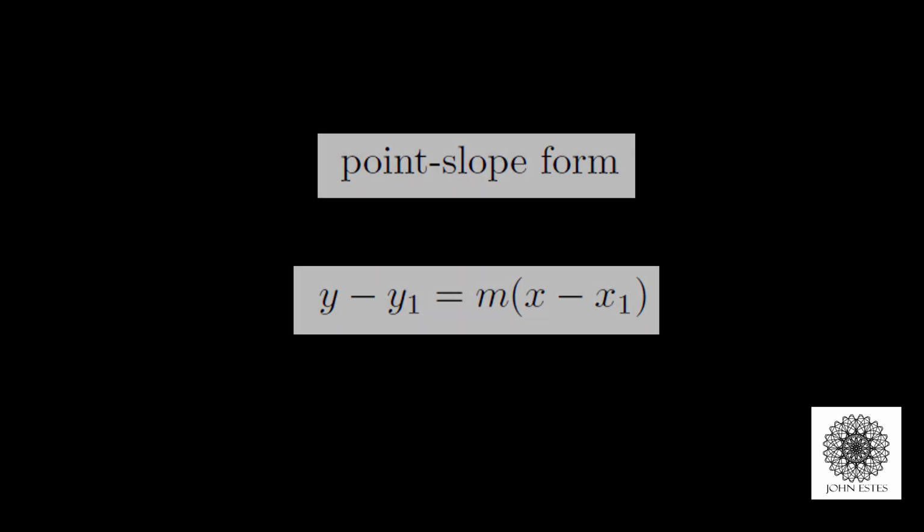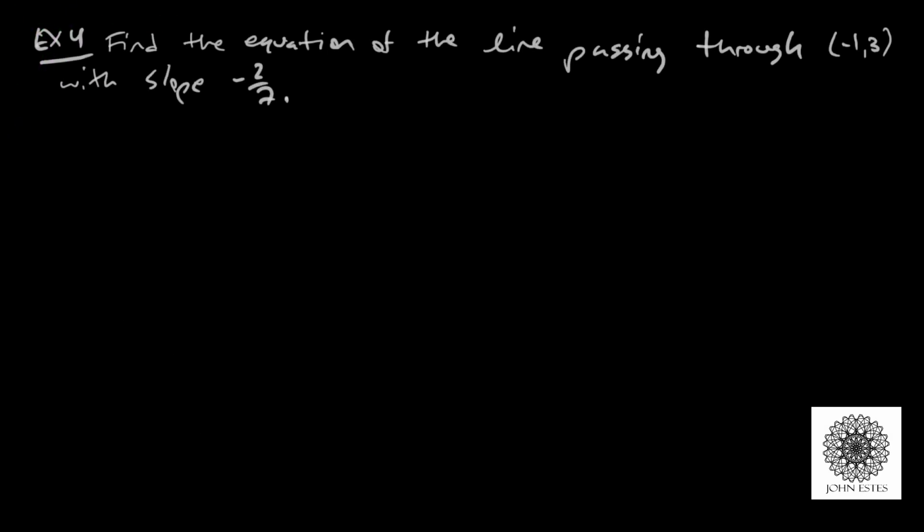Alright, so let me show you a couple examples. This time I want to find the equation of the line passing through the point (-1, 3) with slope -2/7. Now slope-intercept form won't help me here because this (-1, 3) is not the y-intercept. So what do I do? I'm going to use point-slope form.